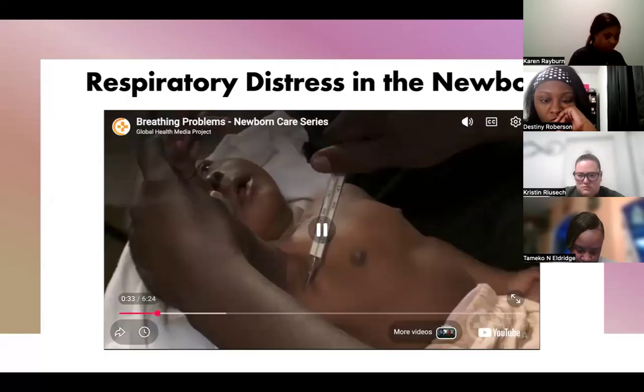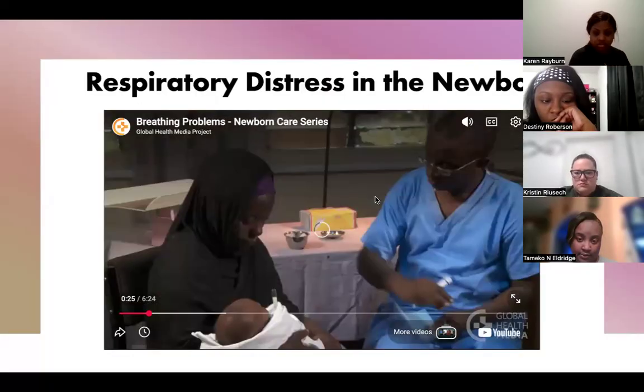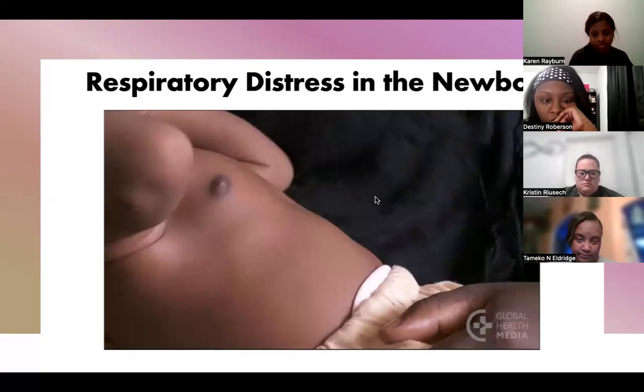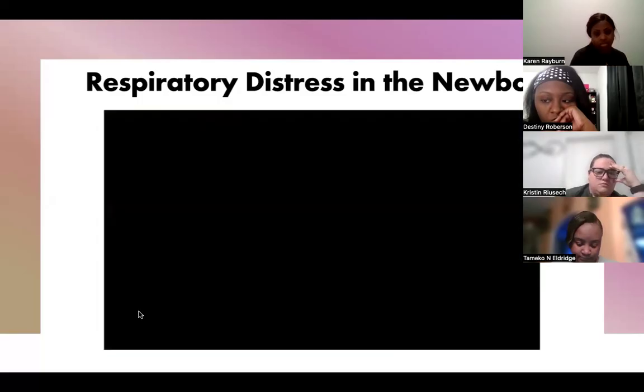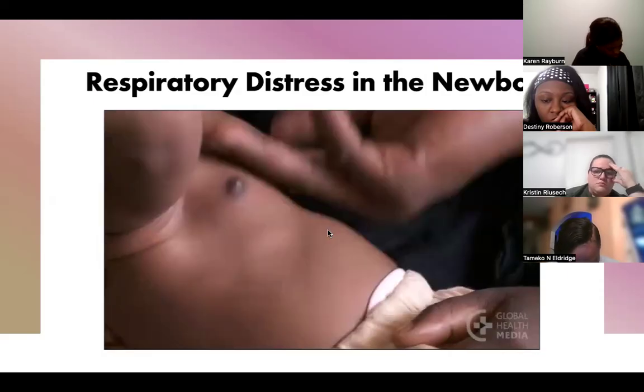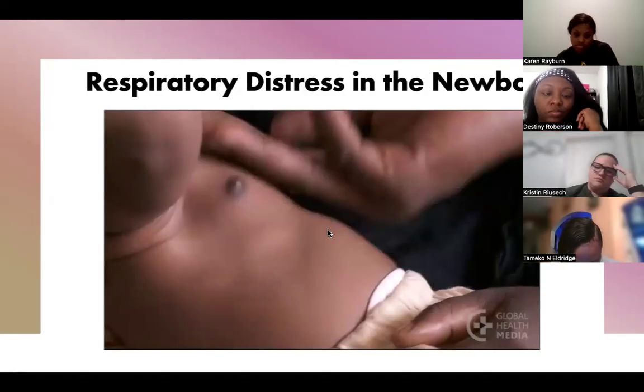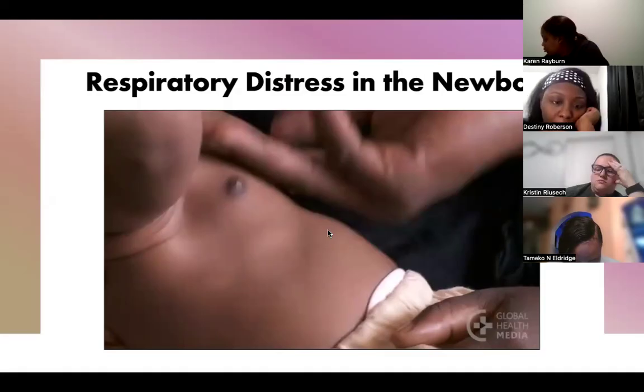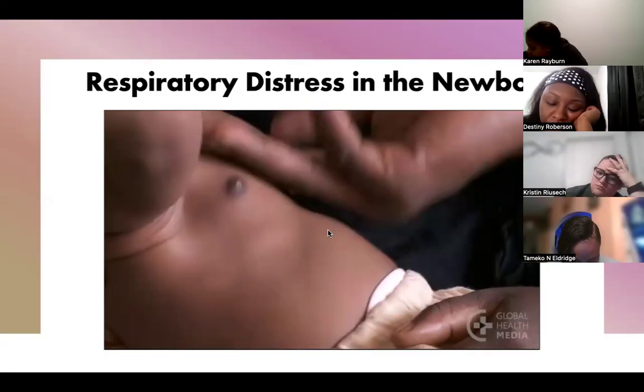So you see on this baby, I want to pause that for a second. You saw on that baby the retractions and that belly breathing, that really rapid breathing. That's what we're going to see on a newborn if they're in distress. I don't know if it shows any other examples. I don't think it does. So let's go.